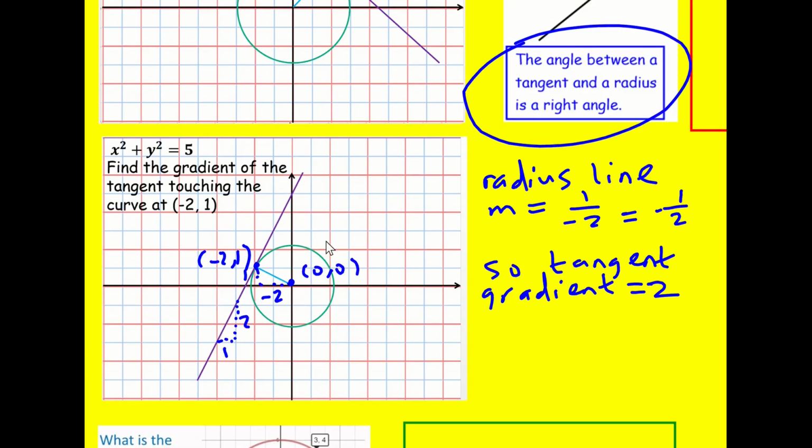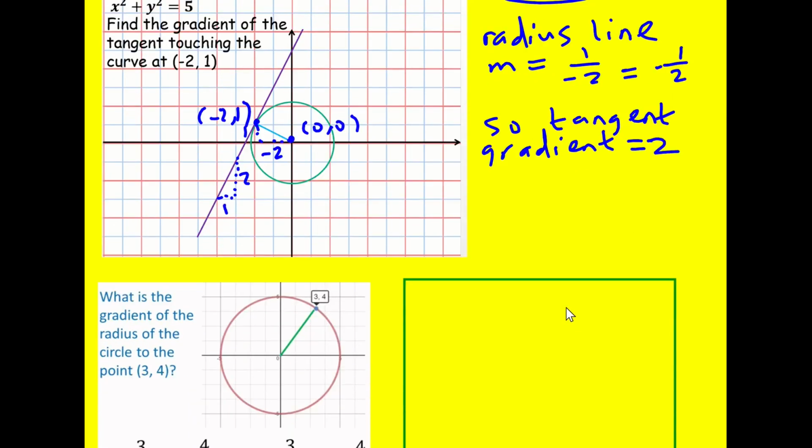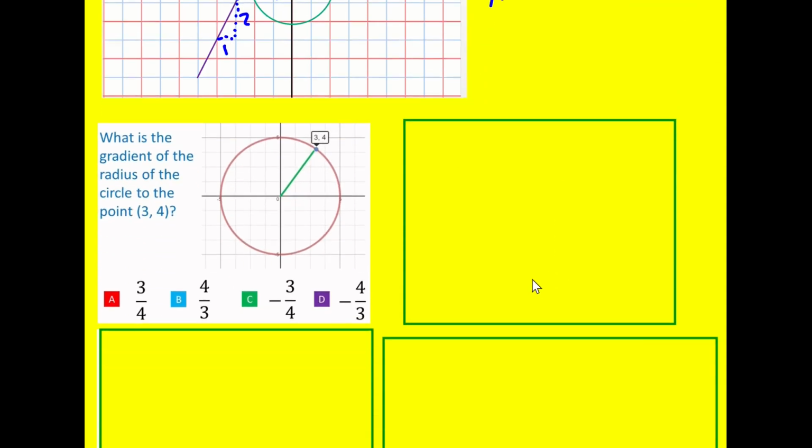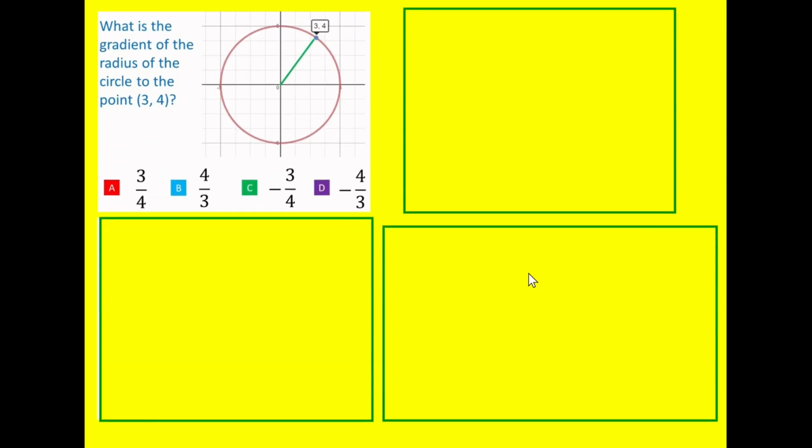Well, actually, I tell a lie. I'm going to test you on a few things first. Okay, just to check your understanding. Here it goes. Pause the video, try each question. I'll go through them. What is the gradient of the radius of the circle to the point 3, 4?